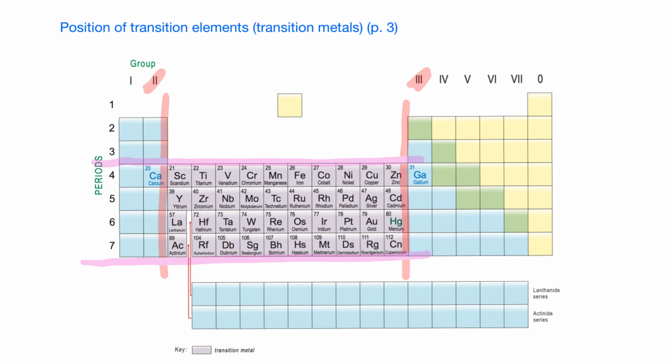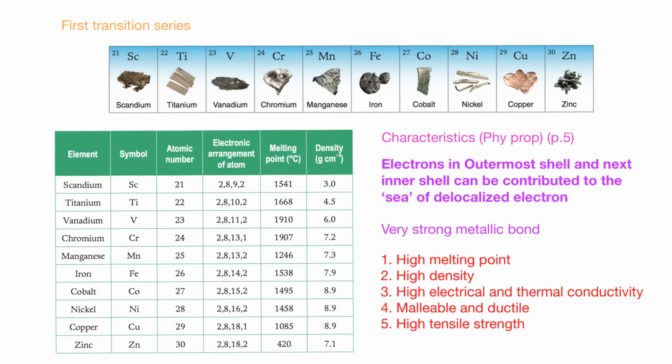So these elements we call transition elements. They are transitioning from metal to non-metal. So this is transition elements. We also call them transition metals. For this chapter, we're going to focus on the first transition series only, from scandium all the way to zinc. Zinc will be our last transition metal that we're going to talk about in this series.